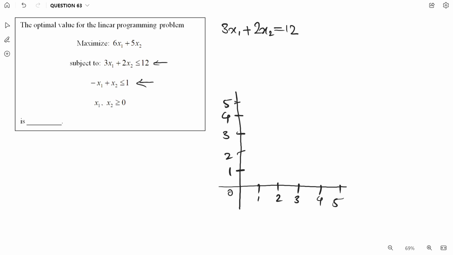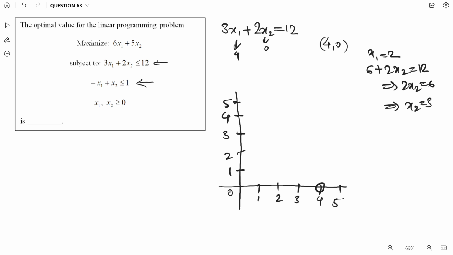So if we get any 2 points that lie on this line, then we can easily draw a line. Now if we put x2 equal to 0, then x1 will be 4, right? So the point (4, 0) lies on this line. Next, if we put x1 equal to 2, then we get 6 plus 2x2 is equal to 12. This implies 2x2 is equal to 6. This implies x2 is equal to 3.